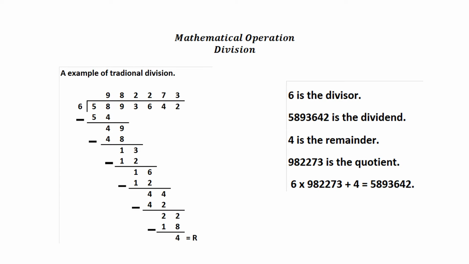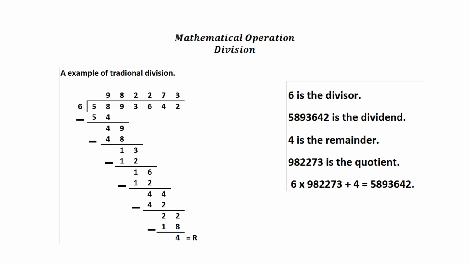The mathematical operation division. We will first do an example of traditional division. Here's how it works. We're dividing 6 into 5, 8, 9, 3, 6, 4, 2. 6 does not go into 5. 6 does go into 58. 9 times 6 is 54.